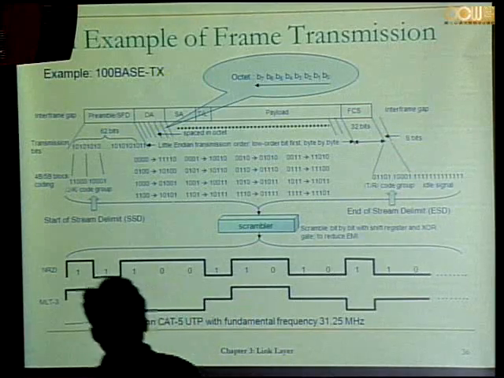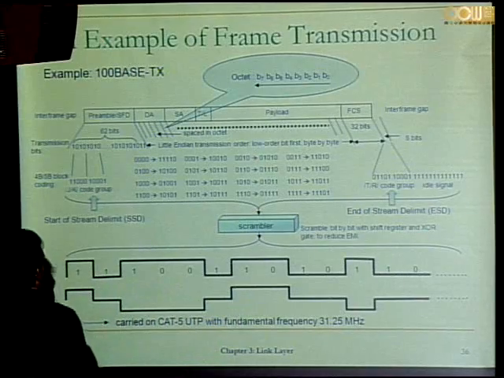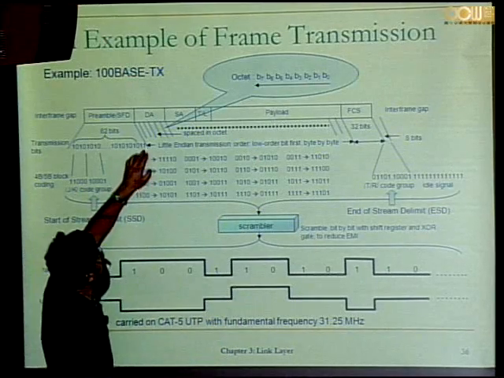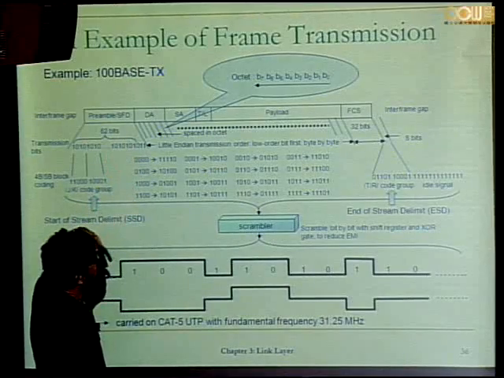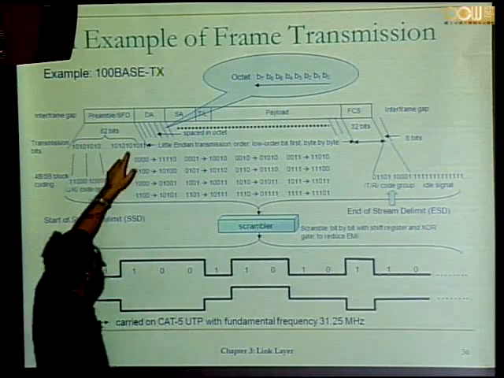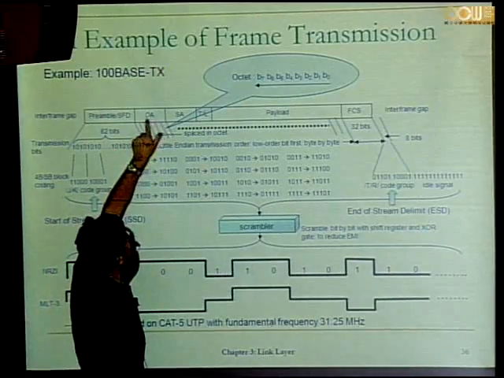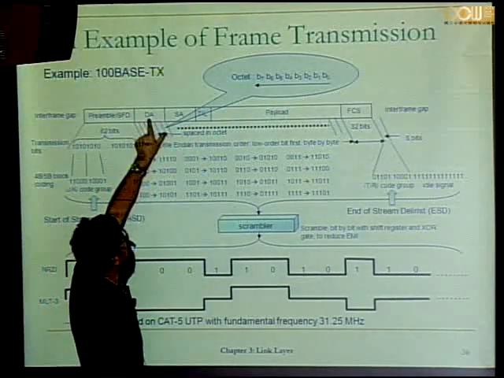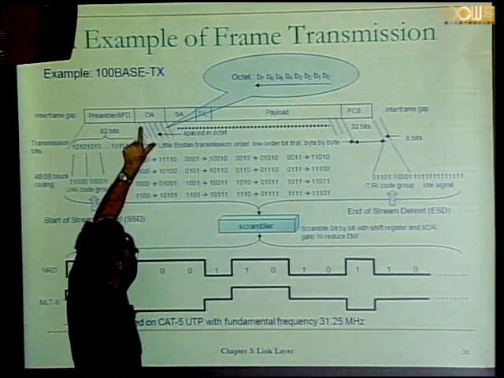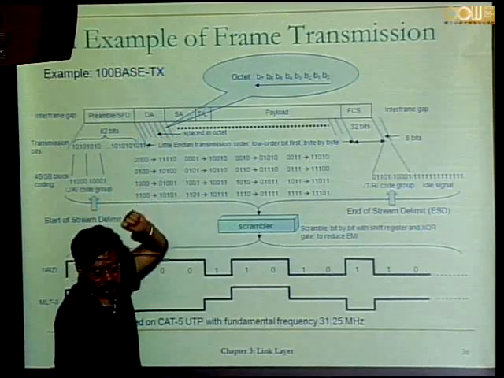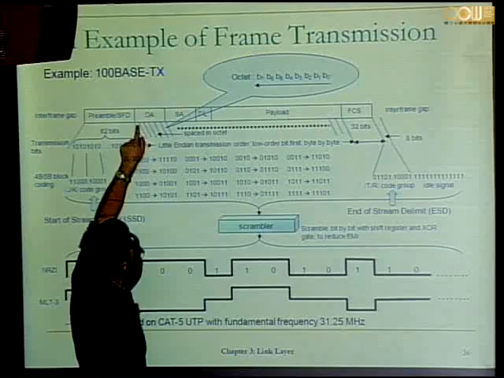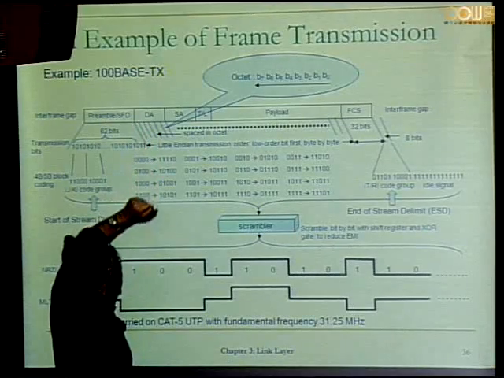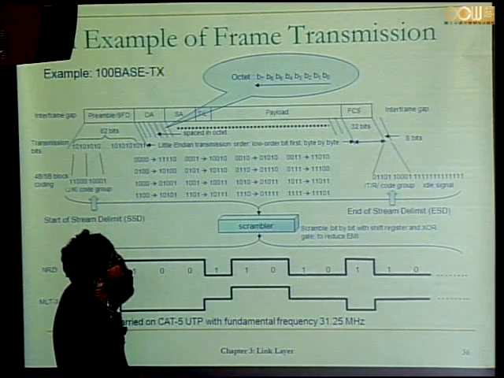So what happens is that you transmit within each byte. Say this is 6 bytes. The source and destination address is 6 bytes, so you transmit from the high order byte first, but within each byte you transmit from the low order bit.